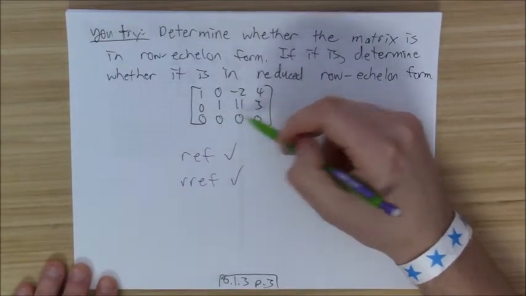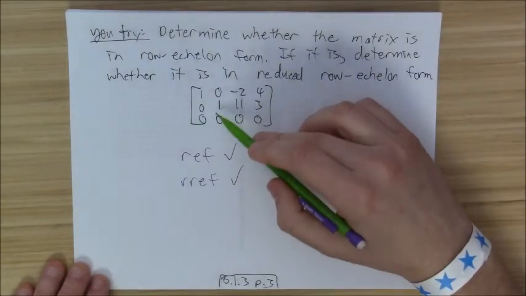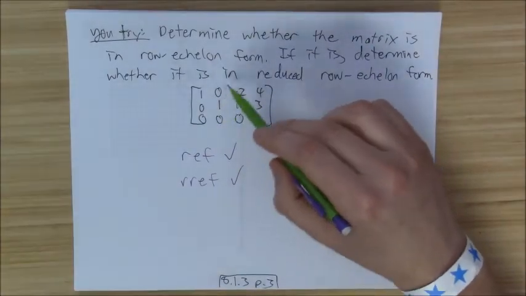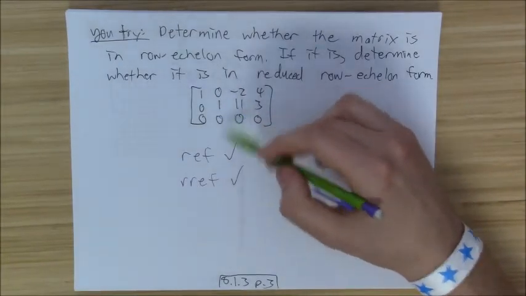It has the leading ones with the 0 column in the bottom, so it is row echelon. But here we see that it is also in reduced row echelon form because anywhere that we have a leading one, we have zeros everywhere else in that column.